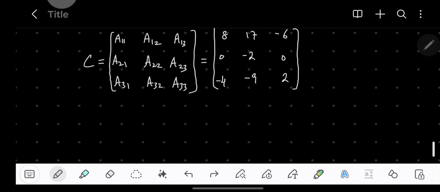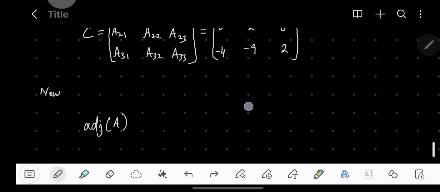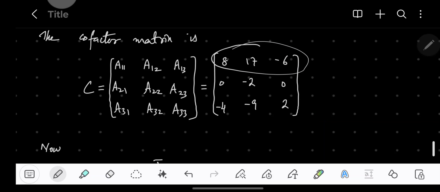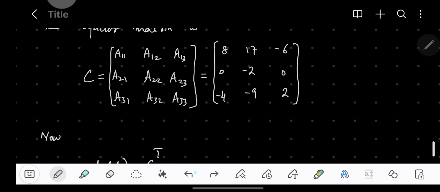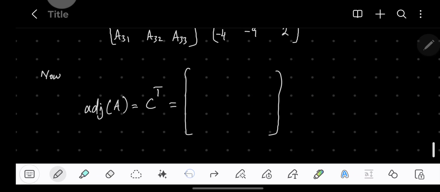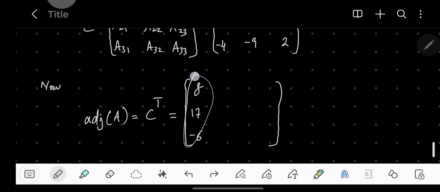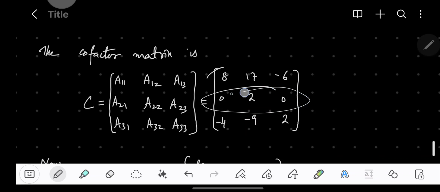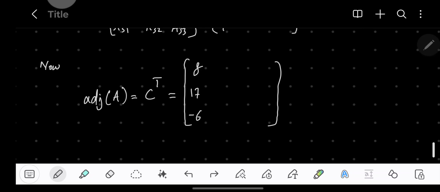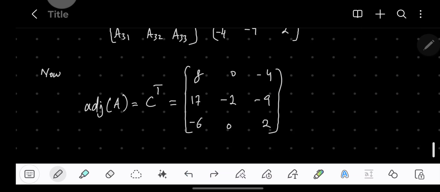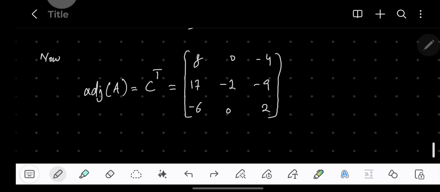Since the adjoint is the transpose of the matrix of cofactors, I will write adjoint is equal to the transpose of the cofactor matrix. If I take the transpose of this, this row will be converted into a column. You can check that the first row, 8, 17, minus 6, is here in the first column. The second row will become the second column. You can check. And the third row will become the third column. So this is the adjoint of the matrix.